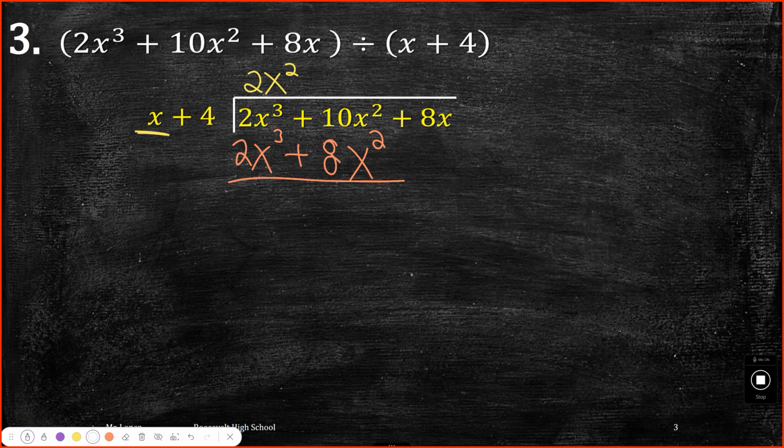Change the signs. 2x cubed minus 2x cubed cancel out. 10x squared plus negative 8x squared is, what is that? What is 10x squared minus 8x squared? 2x squared. Bring down the 8x.